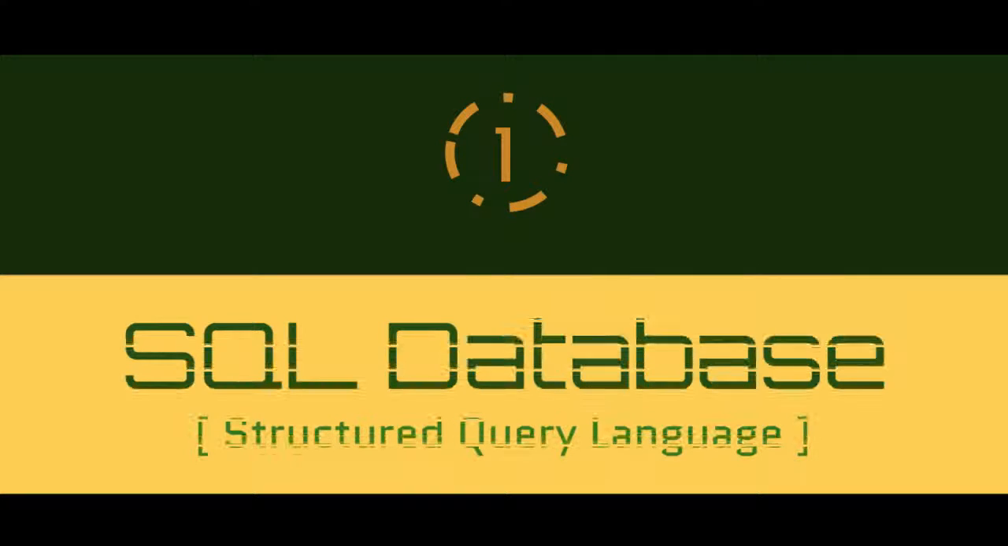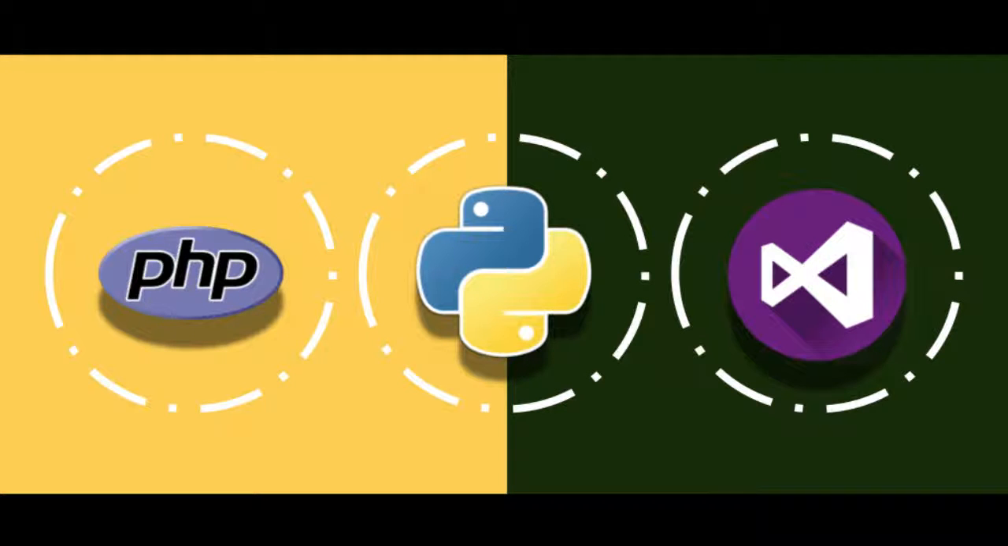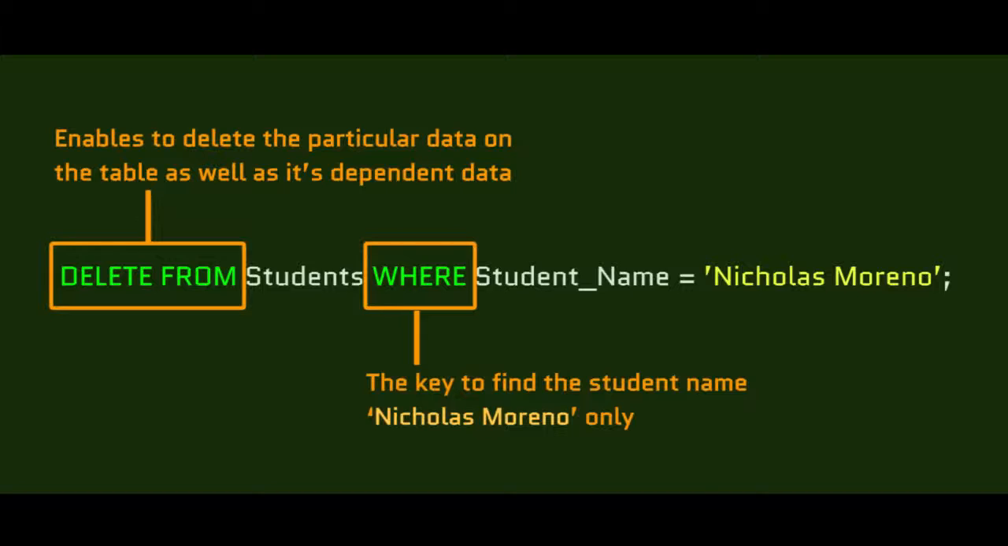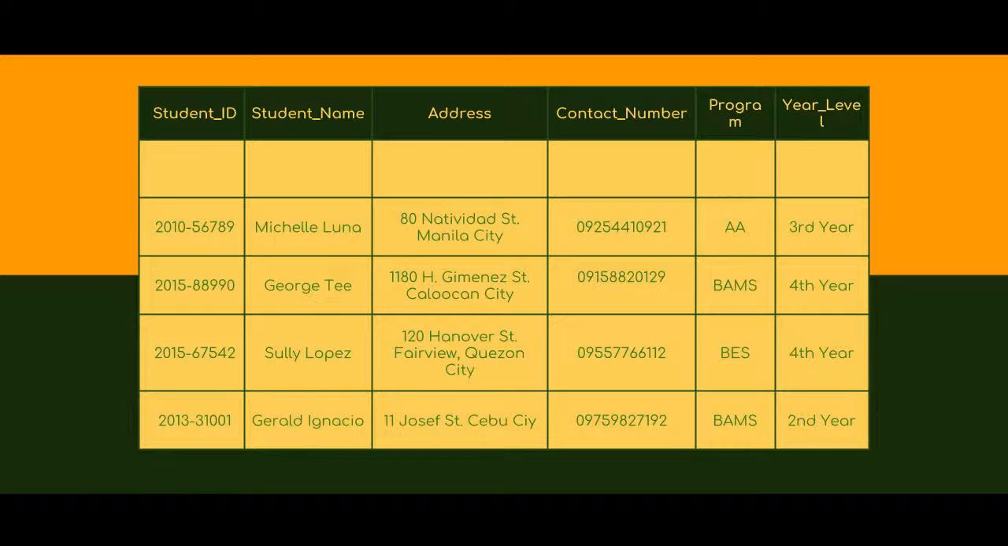Here are some examples in deleting records using SQL database. SQL is the most common database software used in most programming languages like PHP, Python, and Visual Studio. These programs perform as workstations that allow the user to enter data and modify it. Here's a sample table. To delete a student's name from the students table, we use this code. Where is the key to find or search the student named Nicolas Moreno. Delete from deletes the particular data on the table as well as its dependent data. Here's the output.